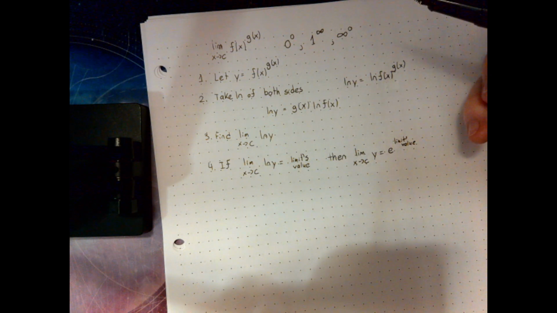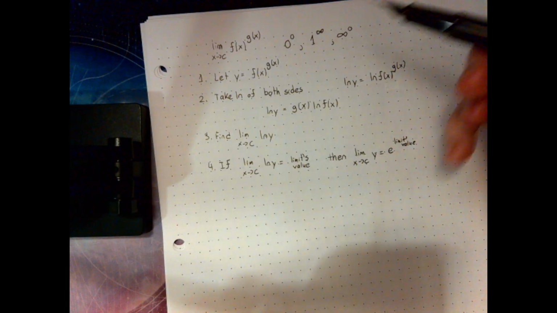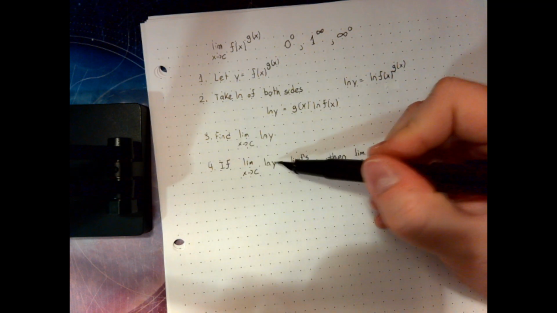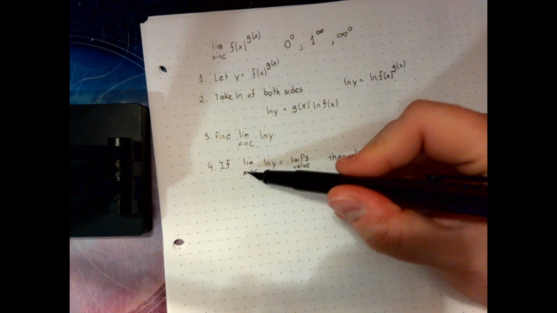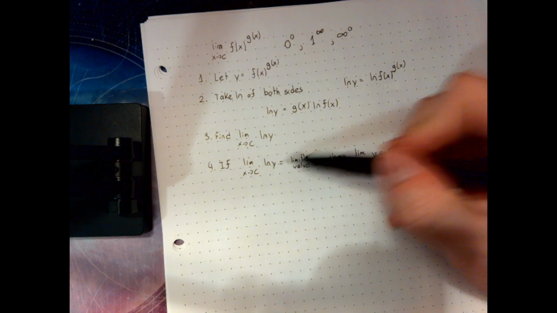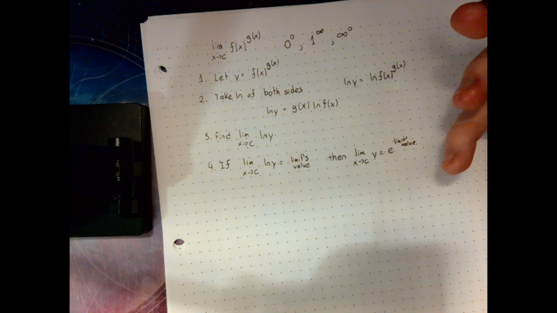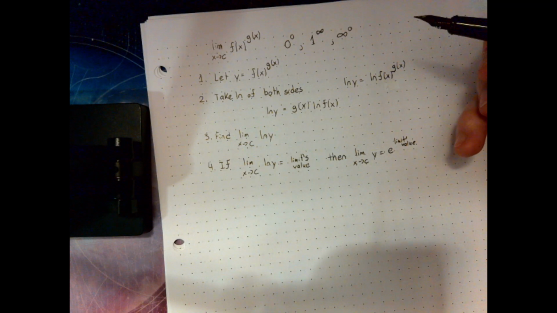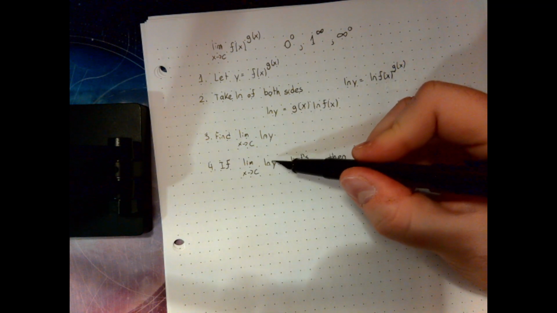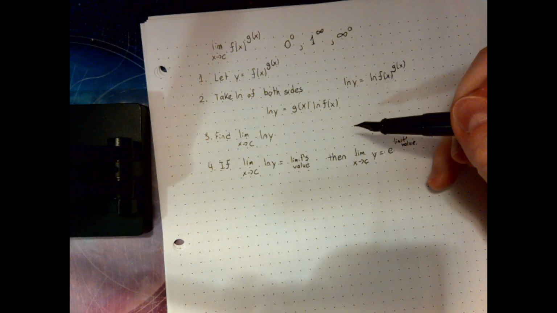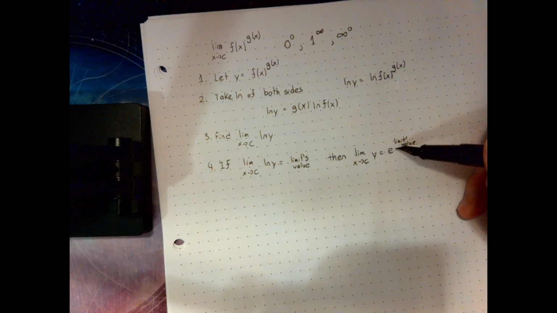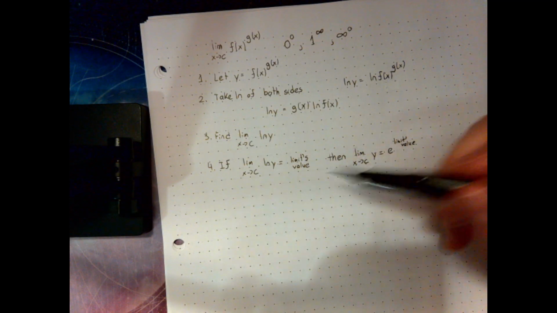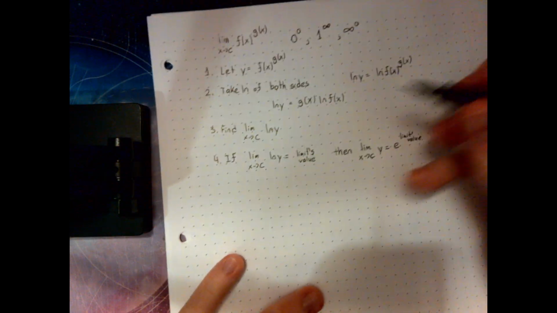Hopefully, direct substitution is going to be possible. And if this yields a value, so if the limit as x approaches c of ln of y is equal to whatever value it may be, then we can rewrite this in exponential form. So instead of the natural logarithm of y being equal to a value, I would write it as y is equal to e to the power of the limit that I found here.